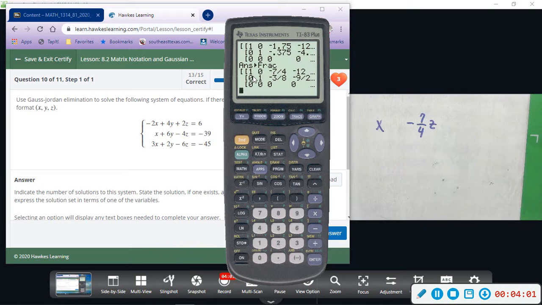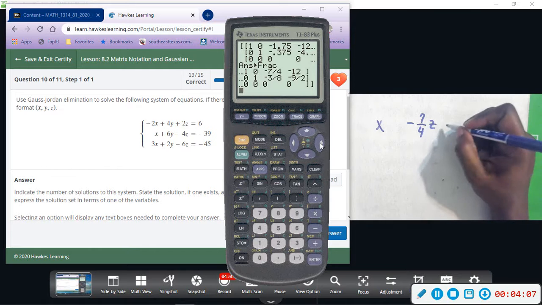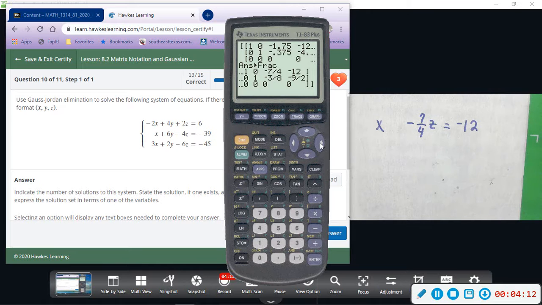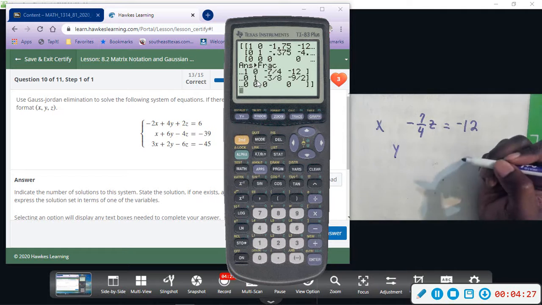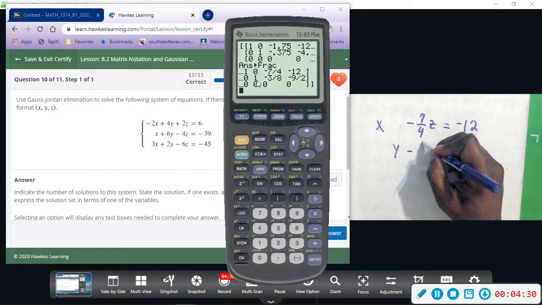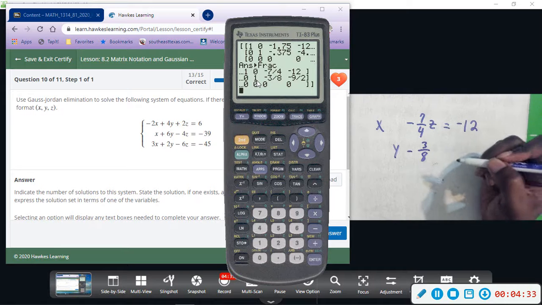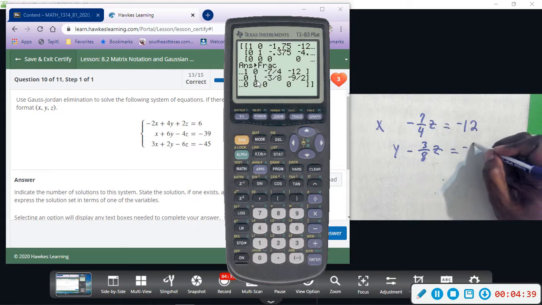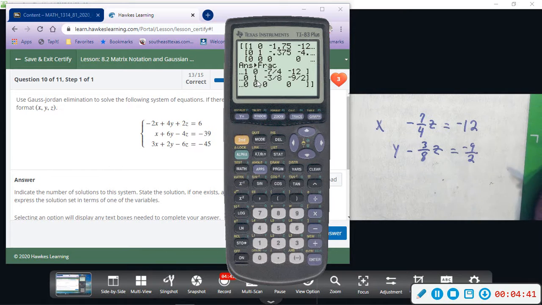And the last term, the fourth term, is on the other side of the equal sign. This equals -12. Okay. Alright, the second column has a 0 out front. So that means no x. We have a y here in the middle. Y. And then minus 3 over 8 z. That's the z position. And then equals -9 divided by 2.